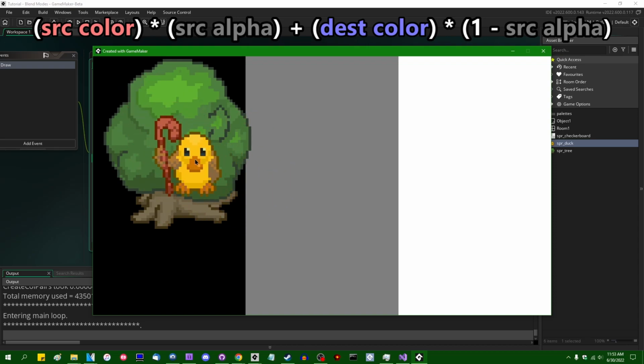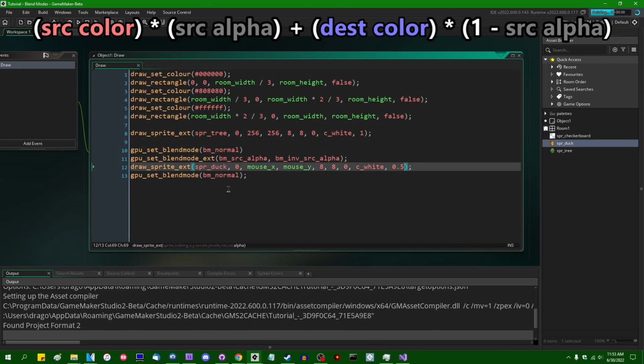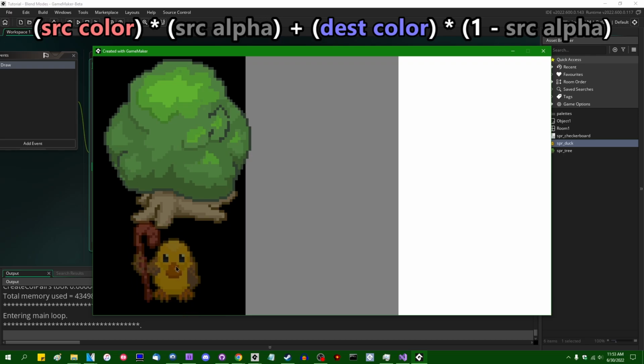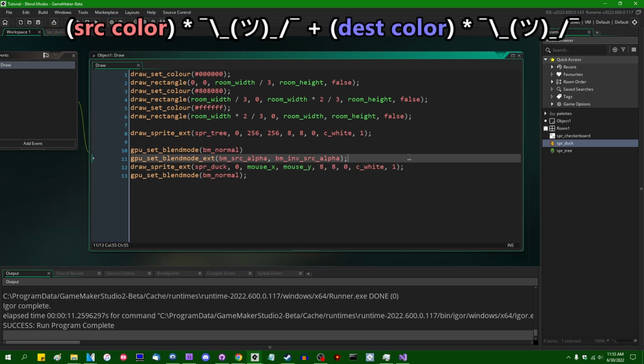So if I have the duck follow the mouse around on the screen, then we will see that we have no particularly interesting blending happening. The colors are just appearing as you would expect them to. If I were to reduce the alpha of the duck by some amount, we would see that the colors of the duck and the colors of the tree are blended as you would expect. Also, if I move the duck over the differently colored bands on the screen. So that's the normal blend mode.